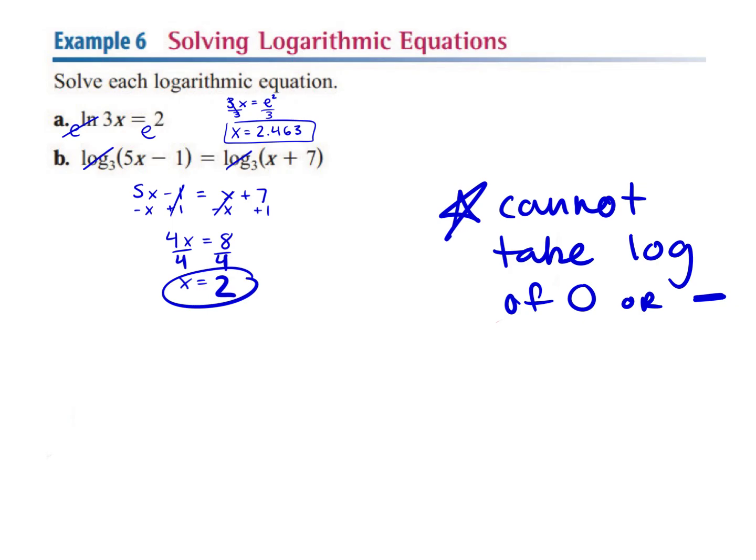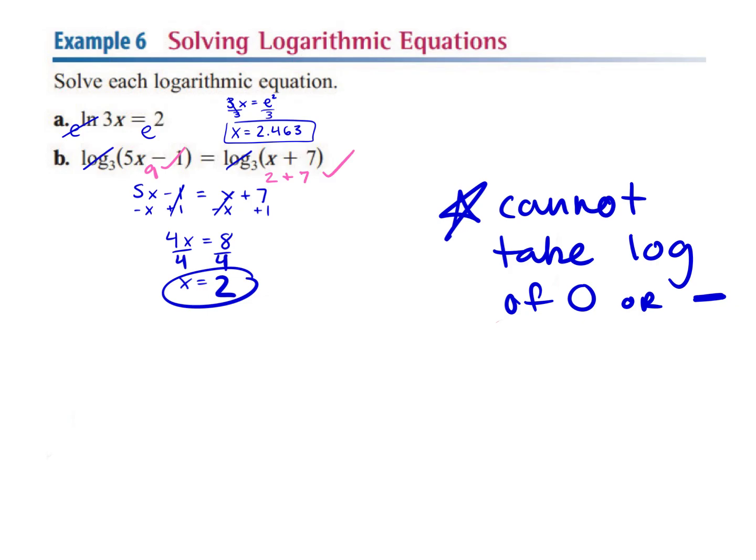Here, if I plugged in 2, 5 times 2 would be what? And 10 minus 1? 9. Is 9 a negative number or 0? No, so it's good there. And then here, if I plugged in 2, 2 plus 7 is 9. Is 9 a negative number? No, so we're good there.